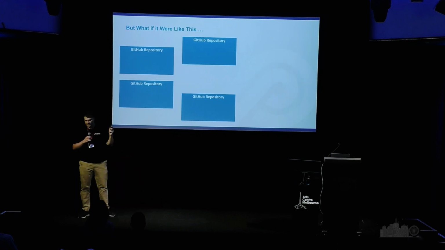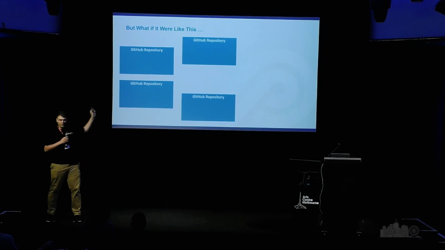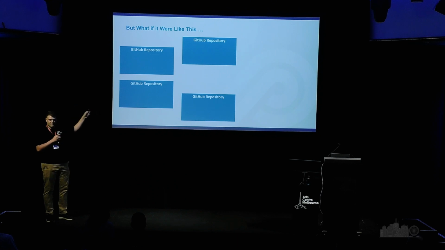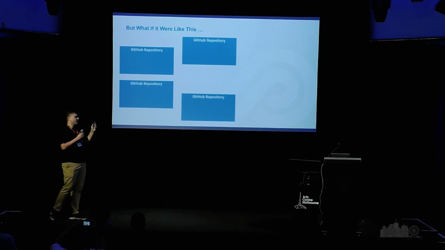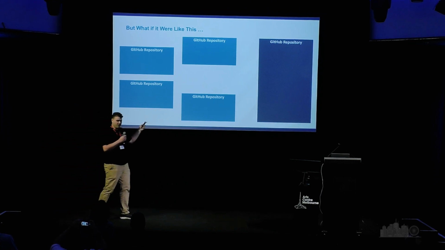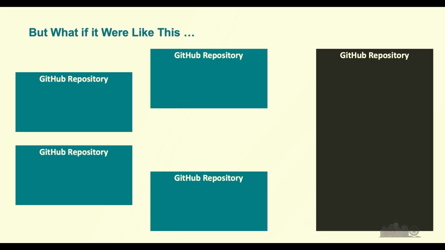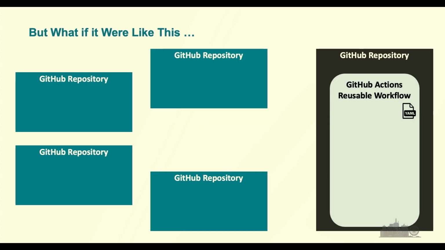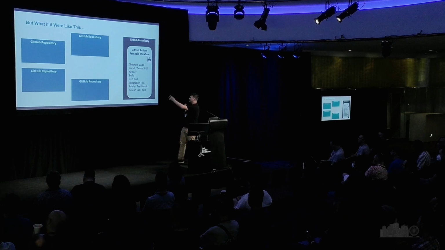So what if it looked something like this? These are our .NET repositories here, that we were just looking at before. But what if we were to spin up another repository there on the right-hand side? And inside of that repository, we have a GitHub Actions reusable workflow file. As per the name, this is something that we can reuse from all of the other repositories. Inside of that, I've just pictured one workflow file here, but this could be many, by the way. You can make this reasonably modular.